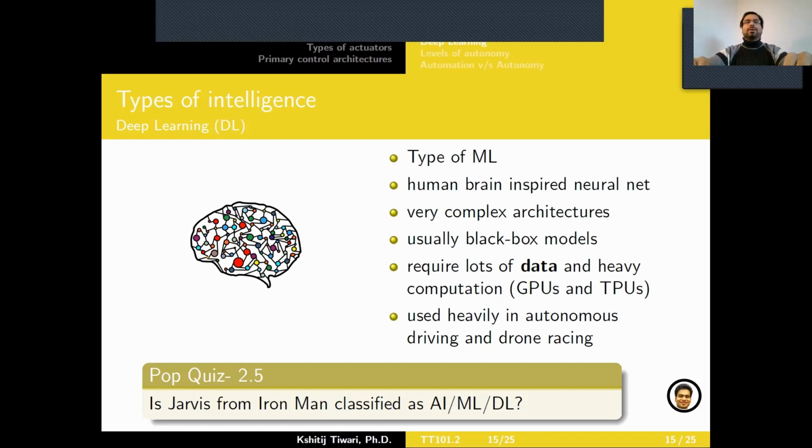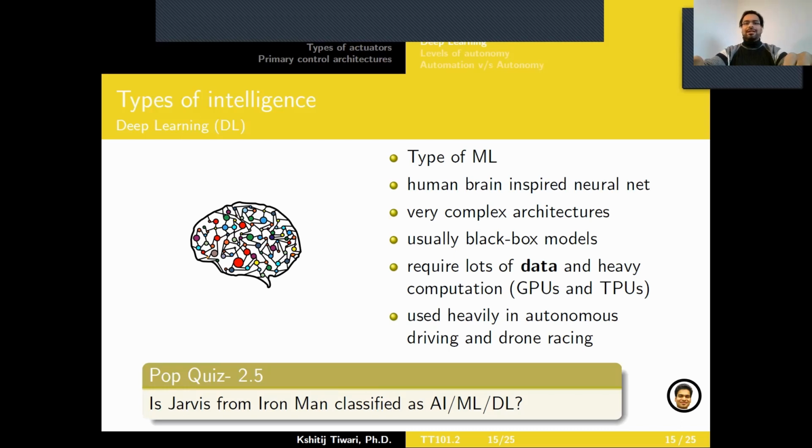So for instance, if you're having a drone, it's hovering at a certain altitude, but then suddenly it decides to go 10 meters higher, and you're using a deep learning framework, it would be very hard to pinpoint exactly which part of the network was the culprit that made the robot decide this. And sometimes if lives are at stake, for example in search and rescue missions, this could be very dangerous. Another problem is it requires lots of data. Because of such a complex architecture, it requires lots of data and heavy computation power. So normally people use GPUs and TPU accelerations. And it's used heavily in applications like autonomous driving and drone racing.